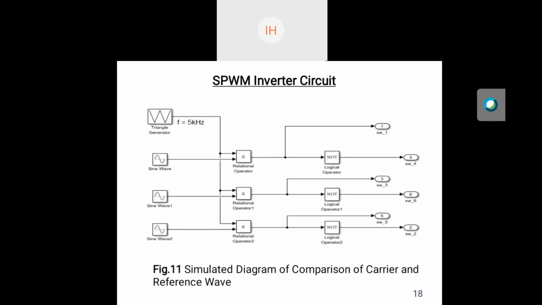So, SPWM inverter circuit. In this figure, we have shown the simulated diagram of the comparison of the carrier signal and the reference signal. Here the carrier signal is a triangular wave whose frequency is 5 kilohertz, and the reference signal is a sine wave. The phases of the sine waves are 120 degrees apart from each other. Here we have compared the triangular wave and the sine wave, and we got the 6 switches, switch 1 to switch 6, which will be used in the inverter circuit.